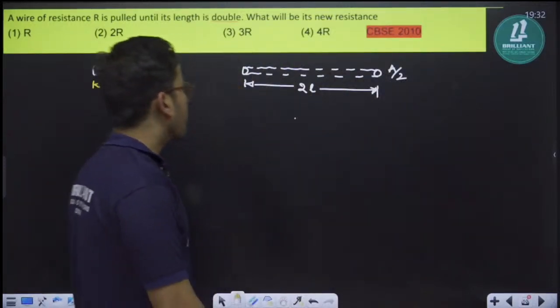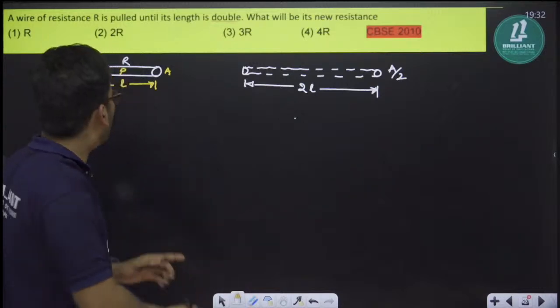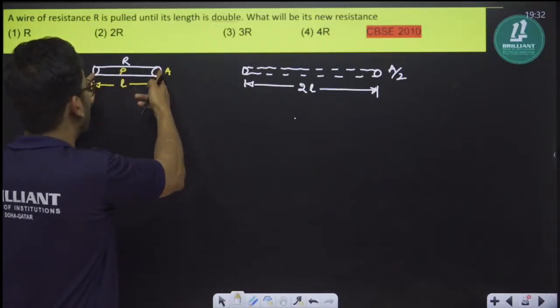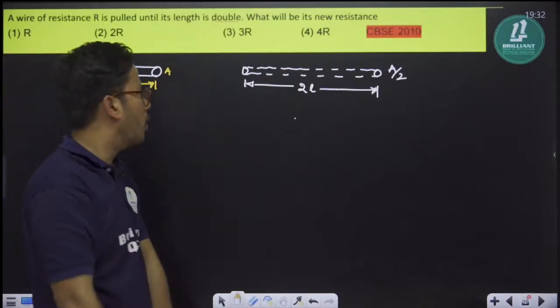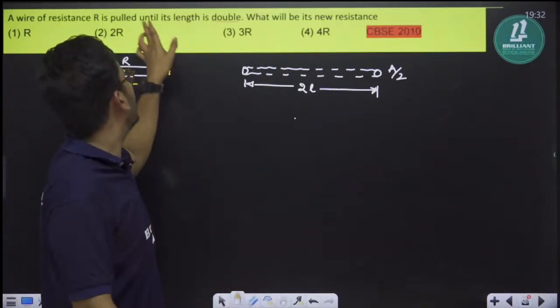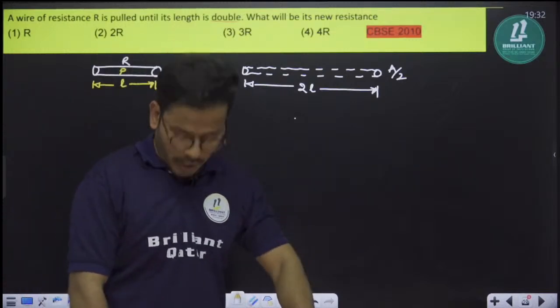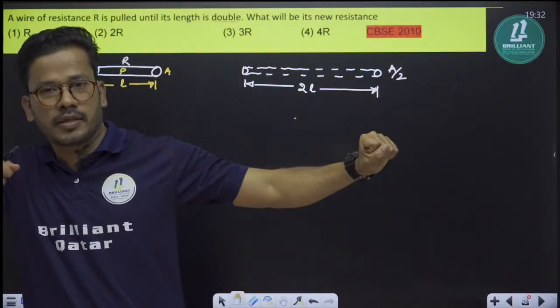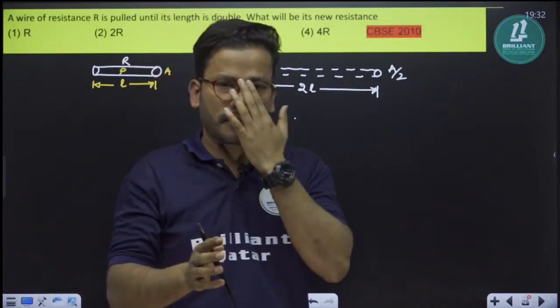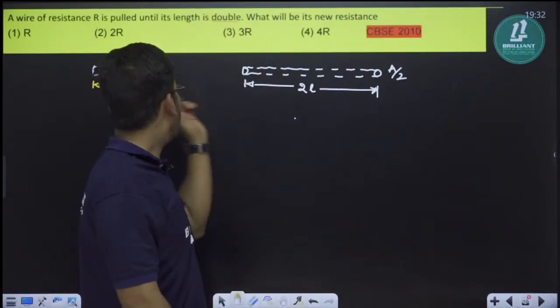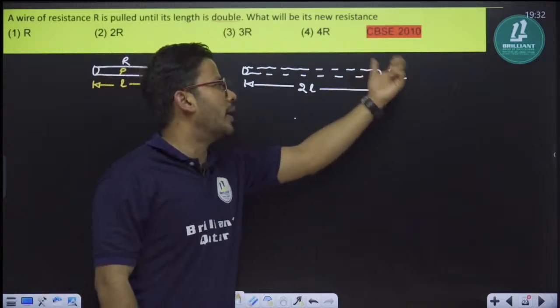Now let me see the question once again. I have a wire of resistance R. Let the area be A, length be L, and resistivity be rho. I pulled it until its length is double. On doing so, the dimensions are changing. If I make the length double, it is twice L and the area becomes half.